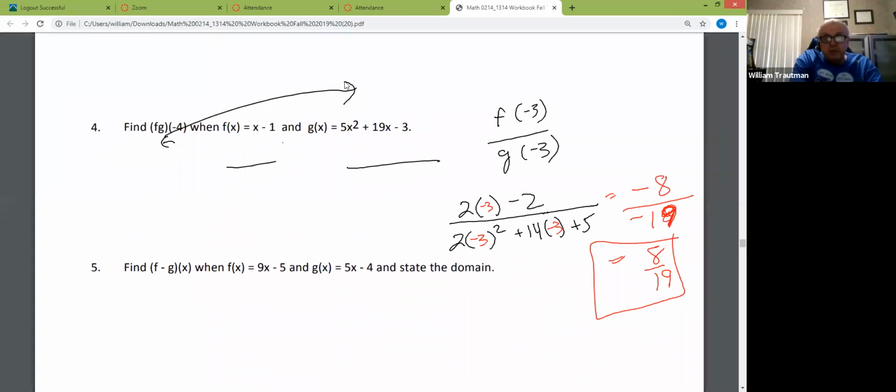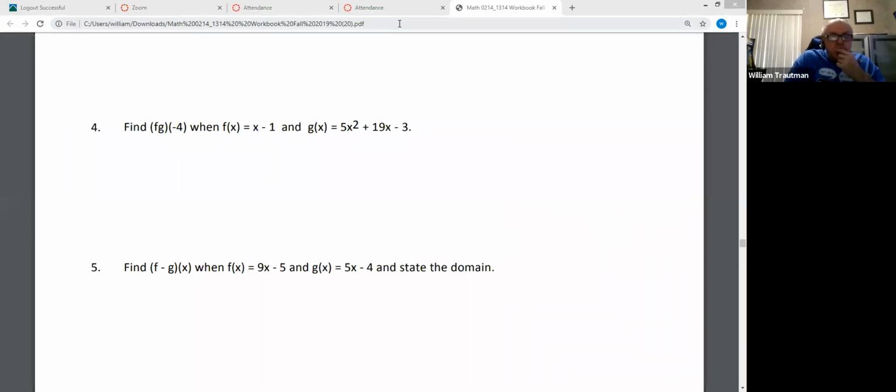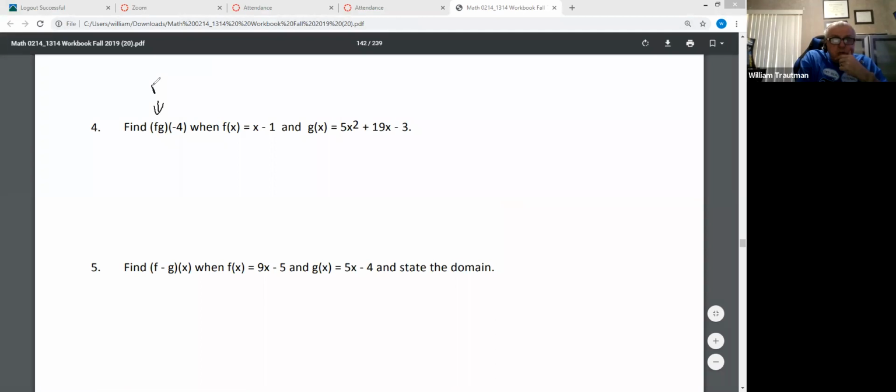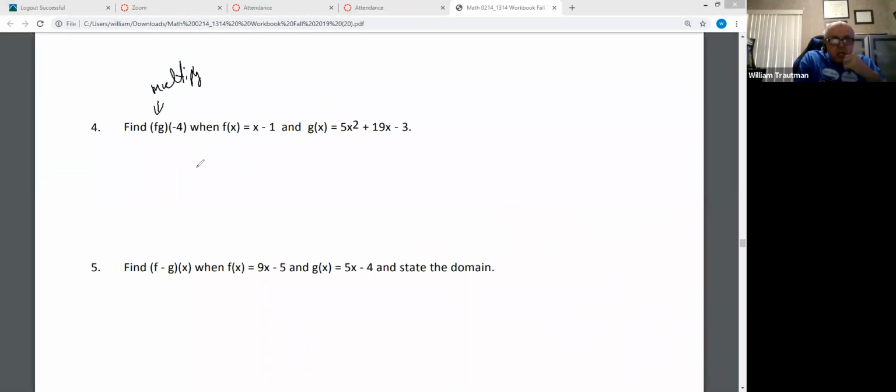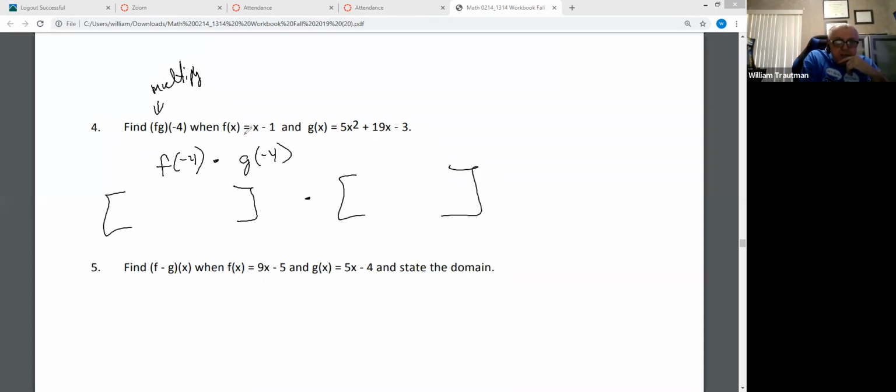Question number 4. Here I have two functions multiplying. So I'm going to have function f with negative 4 in it, and then I'm going to multiply function g with negative 4 in it. First, we're going to put down function f. F is just x minus 1, and g is 5x squared plus 19x minus 3. And we're plugging negative 4 into everything. Negative 4 here, negative 4 here, and negative 4 here.